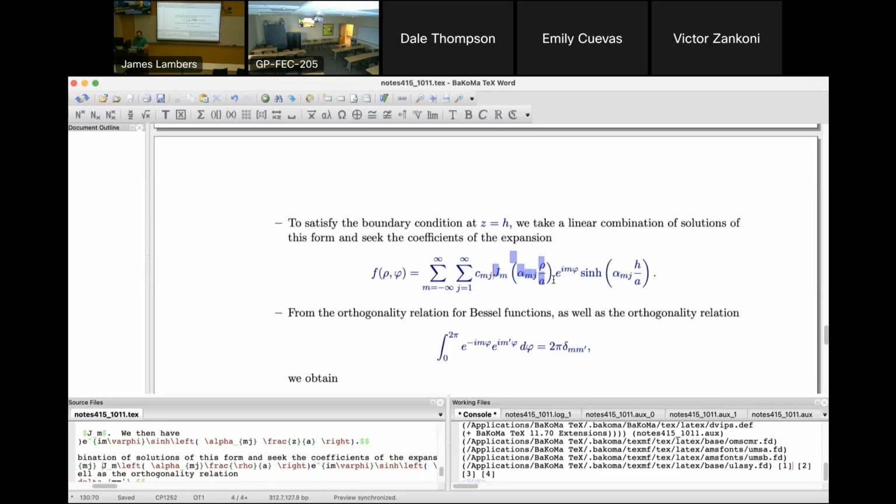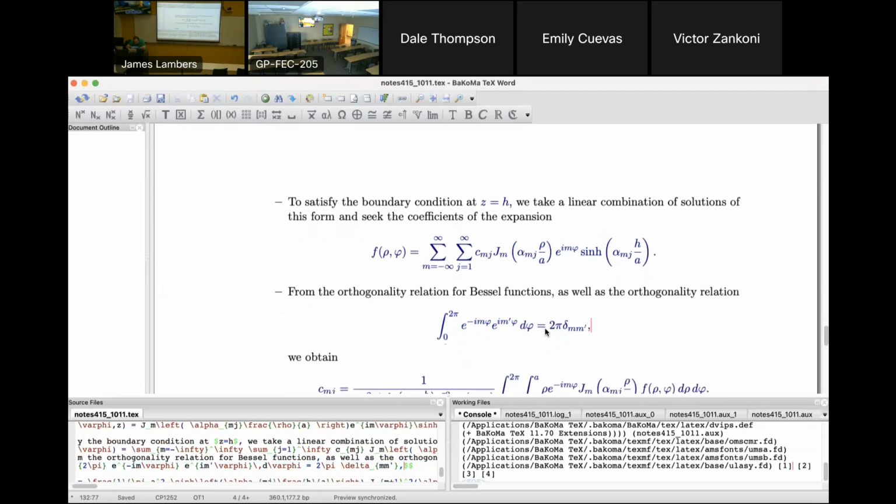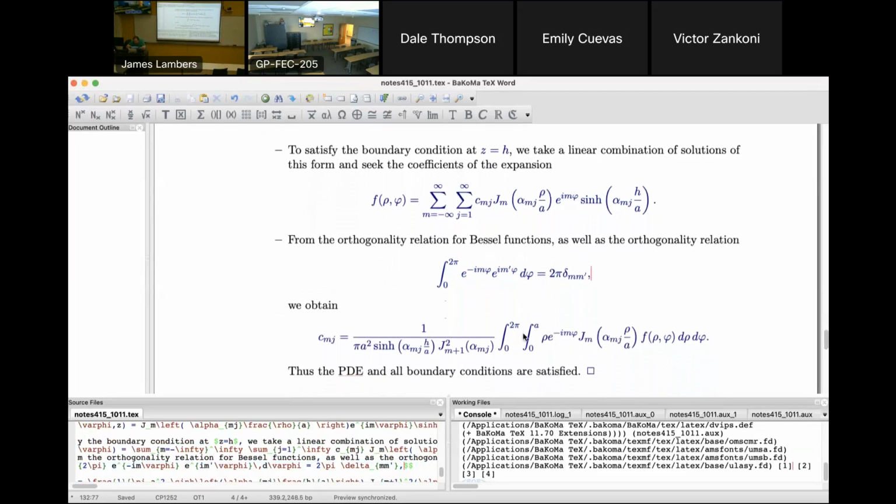The Bessel functions have already been established to be orthogonal, which we did in the early part of the class. And these complex exponentials are also orthogonal. We have this orthogonality relation for that. So by using both orthogonality relations, we take the scalar product of Jm times e to the im phi, this whole part that I've highlighted here, with f.